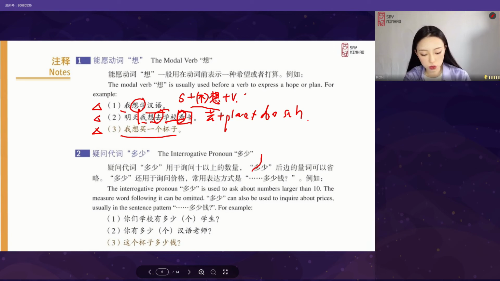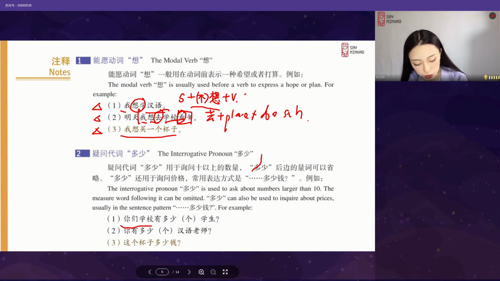Okay, now let's move on to the interrogative pronoun 多少. 多少 is used to ask numbers larger than 10. And second, the measure word after 多少 can be omitted. And it is always used with money to ask about the amount of money. For example, 多少钱? How much is it? Let's see the example.